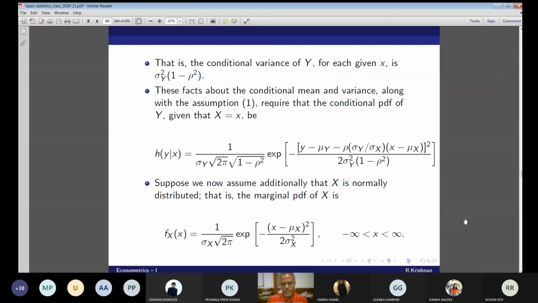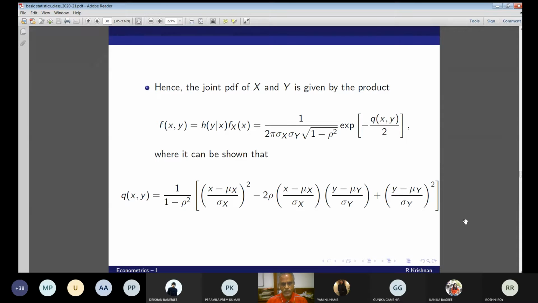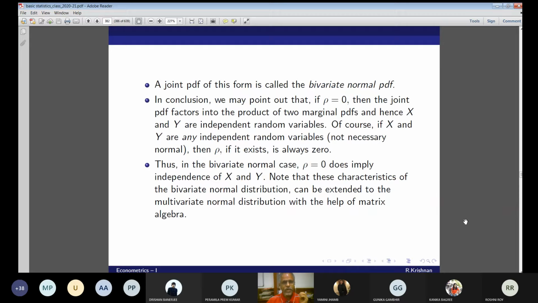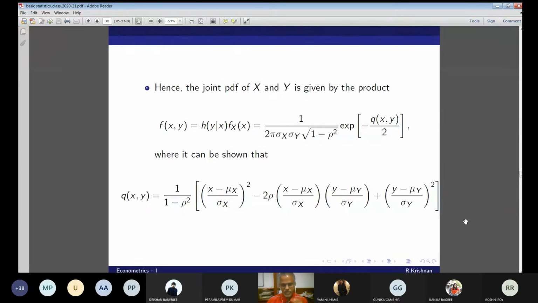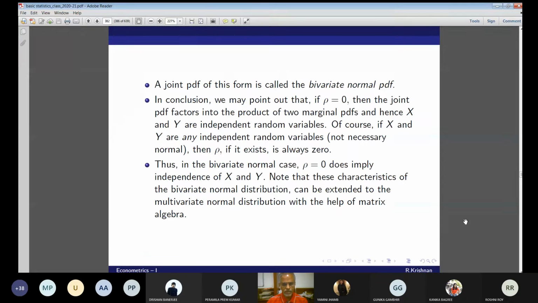Suppose we now assume additionally that x is normally distributed, that is, the marginal PDF of x is equal to this. The joint PDF of x and y is given by the product h(y|x) times f(x), where it can be shown, with some algebra, that this is the result. I'll send you the PPT. Don't waste time on this. You just need to know the bivariate normal PDF.